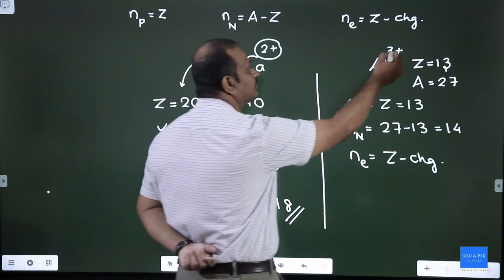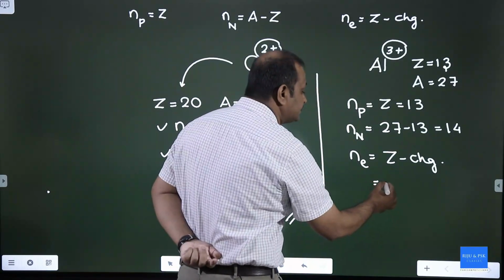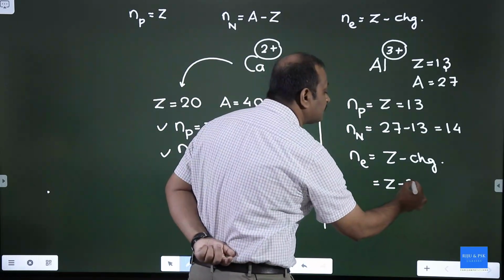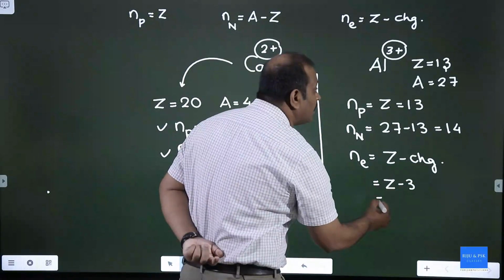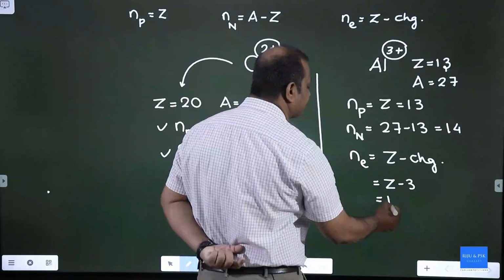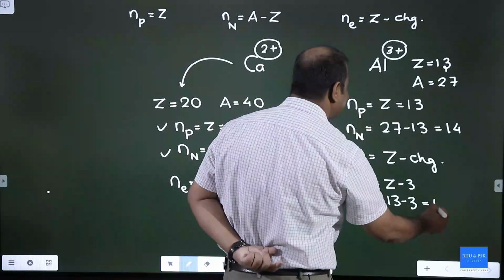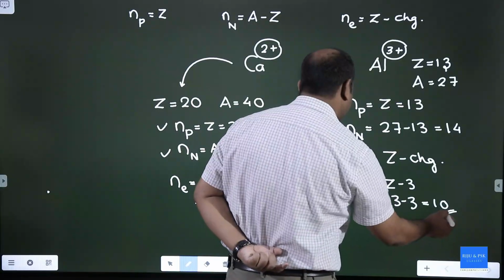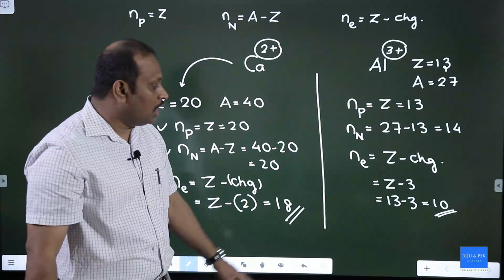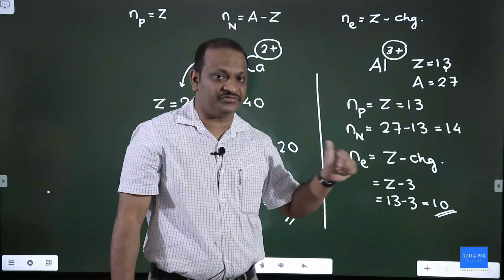What is the charge here? 3 plus. Then let's substitute here, Z minus 3. So atomic number is 13, 13 minus 3. What is 13 minus 3? It is equal to 10. So what did we get as the answer? Tell me, all of you. We have got 10. That is the number of electrons in the case of aluminum 3+.